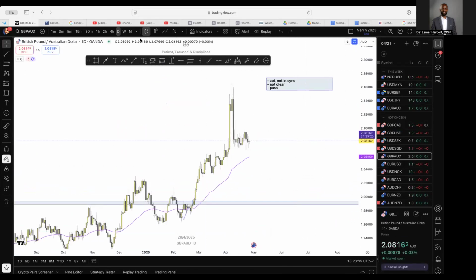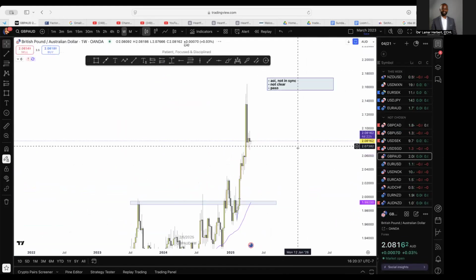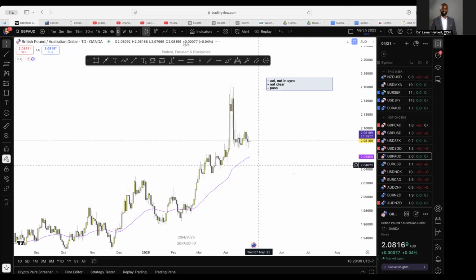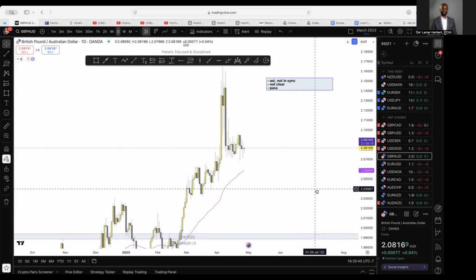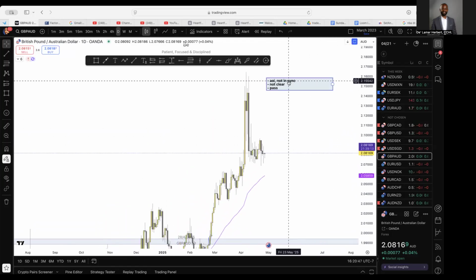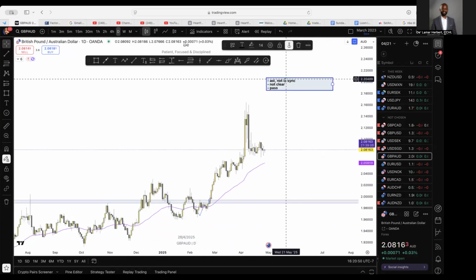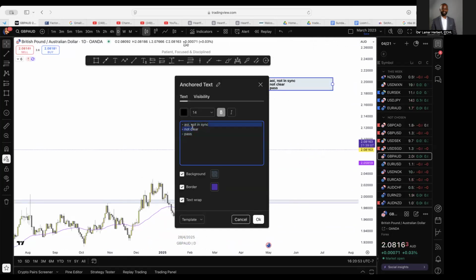GBP AUD, weekly is bullish. Daily is bullish as well. So they're in sync. I would say this is in sync. Yeah, I definitely say this is in sync. This will be buys.